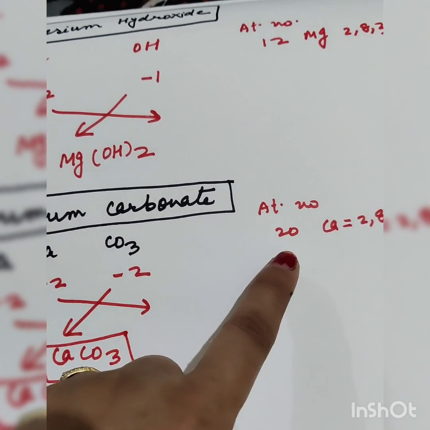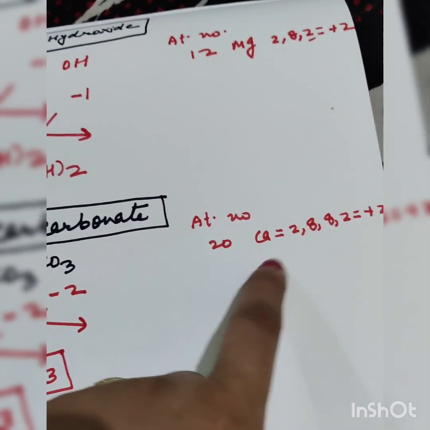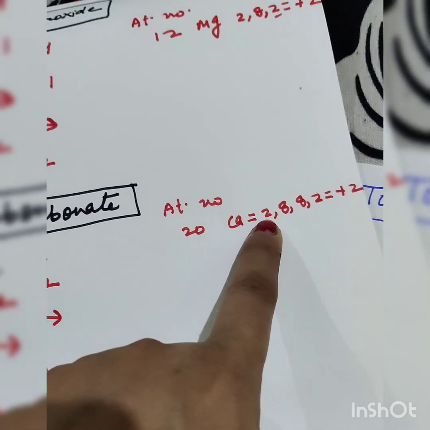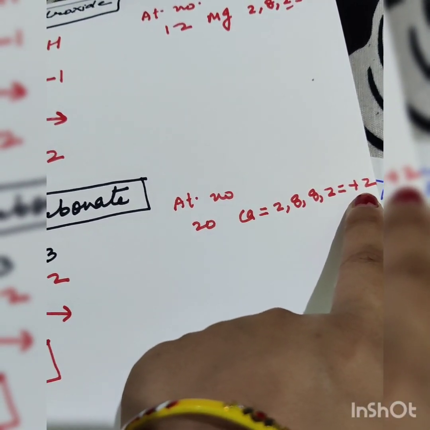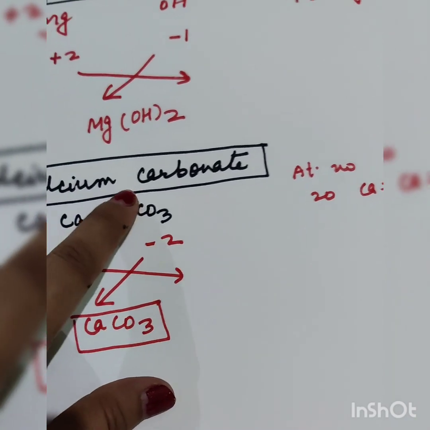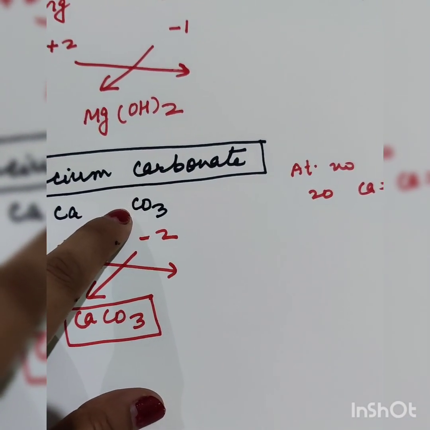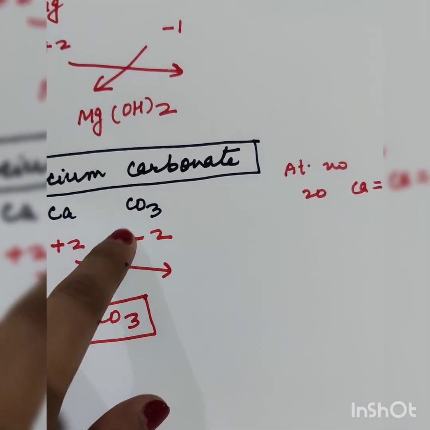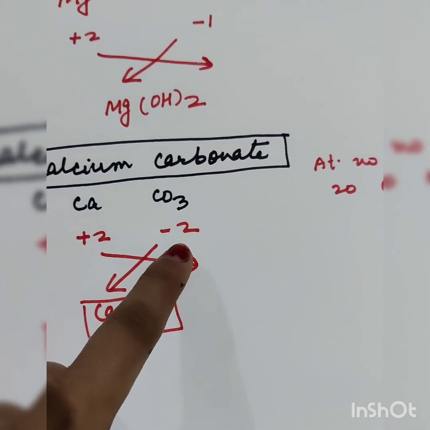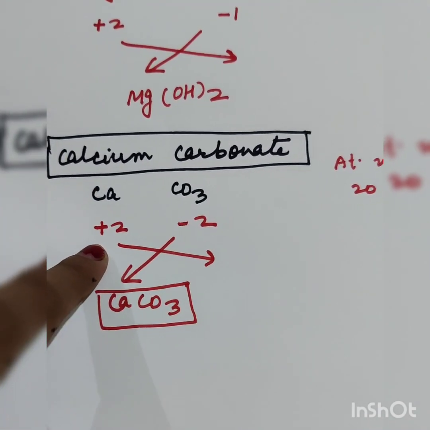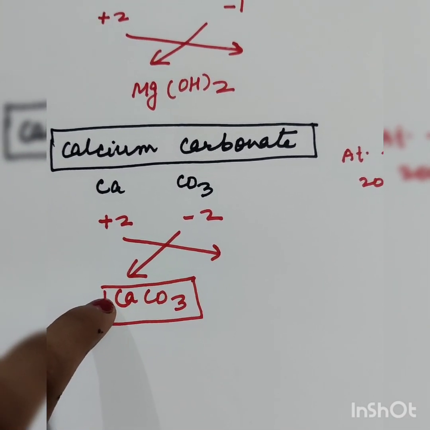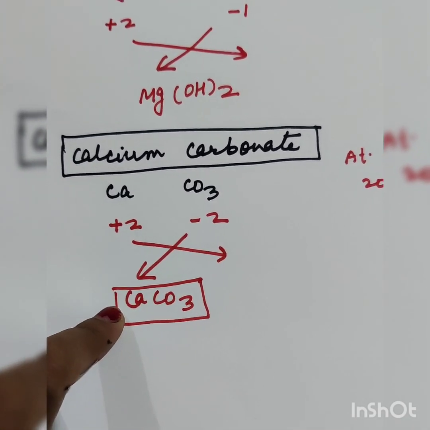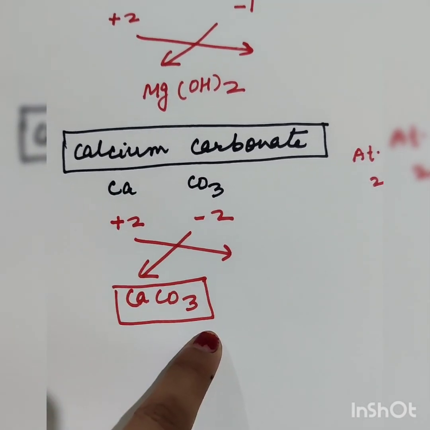Now the next is calcium carbonate. Calcium is having atomic number 20 and electronic distribution is 2, 8, 8, 2, hence its valency will be +2, and carbonate is represented with the formula CO3 and its valency will be -2. Calcium is having valency +2. After the crisscross method, a new formula is obtained, that is CaCO3.